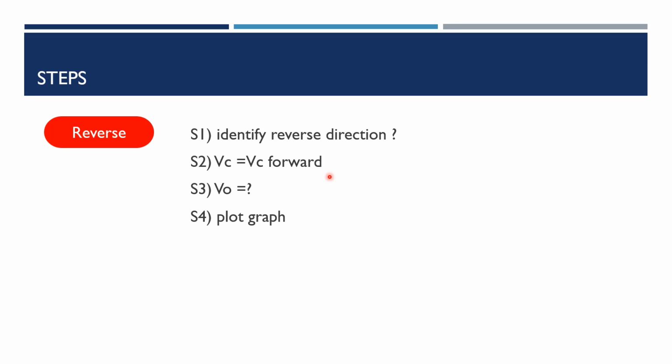This is because during the forward condition, our capacitor is fully charged. And in the reverse condition, our capacitor stops charging and it achieves the full limit of the voltage for the capacitor. So that's why we say that VC during the reverse is equal to VC during the forward condition. For the third step, we need to find out VR again. And lastly, we plot the graph.